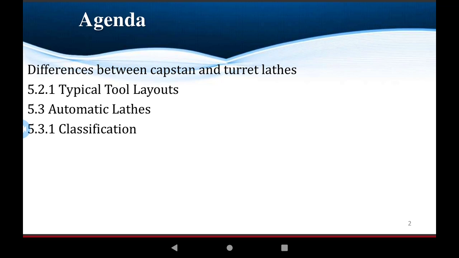Next is the classification of machines. This video presents the classification of automatic lathe machines and the tool layouts, the capstan lathe machines and the turret lathe machines. All these machines are presented in this video, and the classification is explained in great detail, giving very typical knowledge.